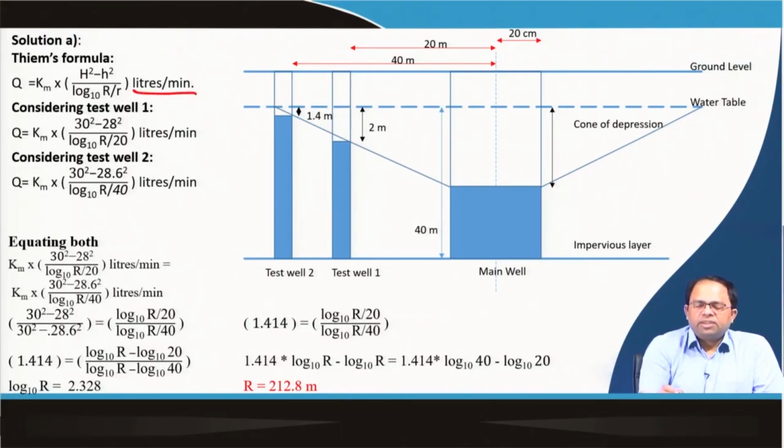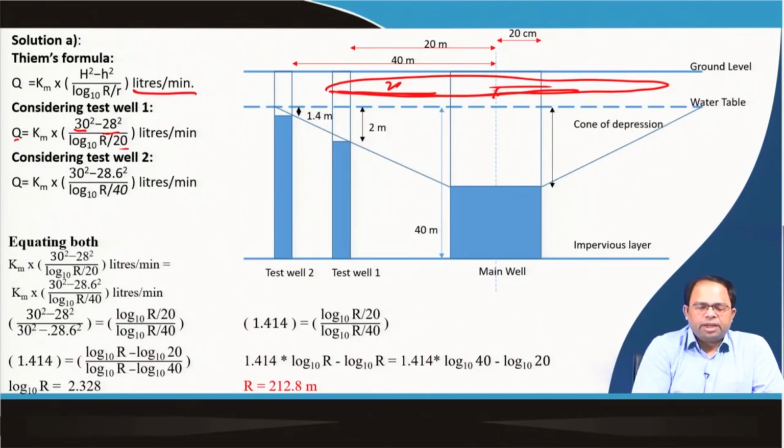What we can do is consider this first well, and if I put in the values that we have been given earlier, Q equal to Km into 30 square, which is big H, the static head, minus 28 square, because a 2 meter drawdown was observed. So, 28 square is small h, since 30 minus 2 is 28, and then log to the base 10 of R by 20. Why 20? Because we assume a concentric well. So, this is the radius which is 20 up till this. So, we assume a concentric well of 40 meters diameter or 20 meters radius.